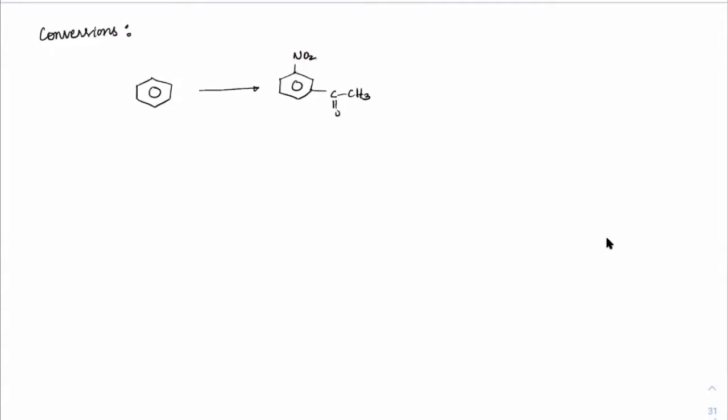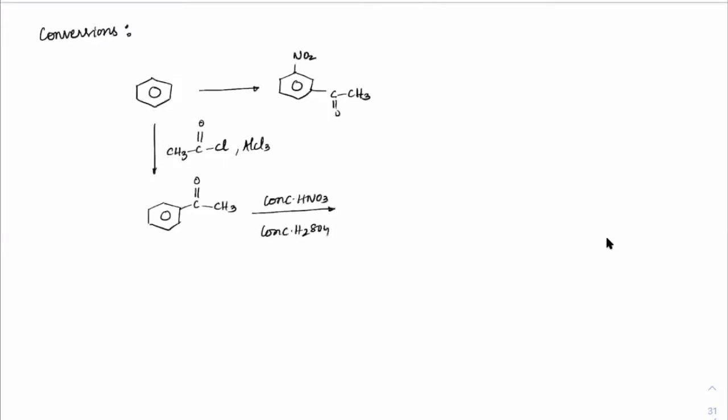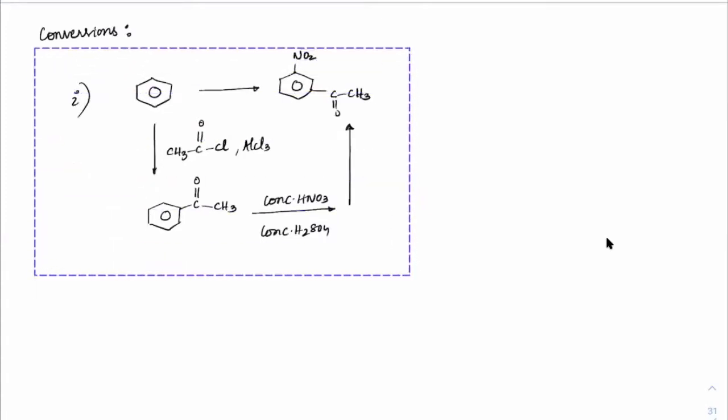Very good. So which means what should be the first step? The first step should be acylation. So I will take CH3, C double bond O, Cl in the presence of AlCl3. I will do the acylation first so that I'll get C double bond O CH3. This is anyway meta directing. So I'll react that with concentrated HNO3 in the presence of concentrated H2SO4. Then I will get this, which is the best yield we can get. So this is the first conversion, everyone. So you must know which is the best possible route for conversions.